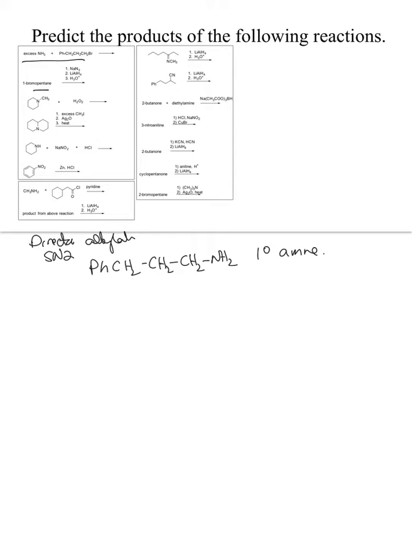Okay, the next one here. What's the name of this? Okay, 1-bromopentane. Let's draw 1, 2, 3, 4, 5. And there's our bromo. And we're reacting this with sodium azide. You also learned about this. This is an SN2 reaction.